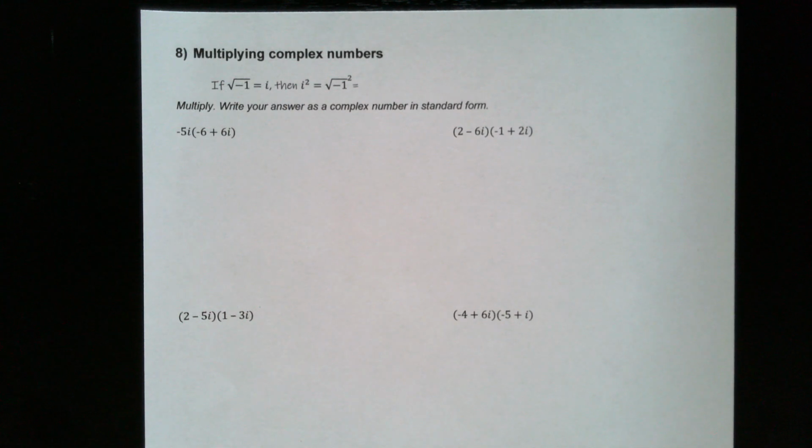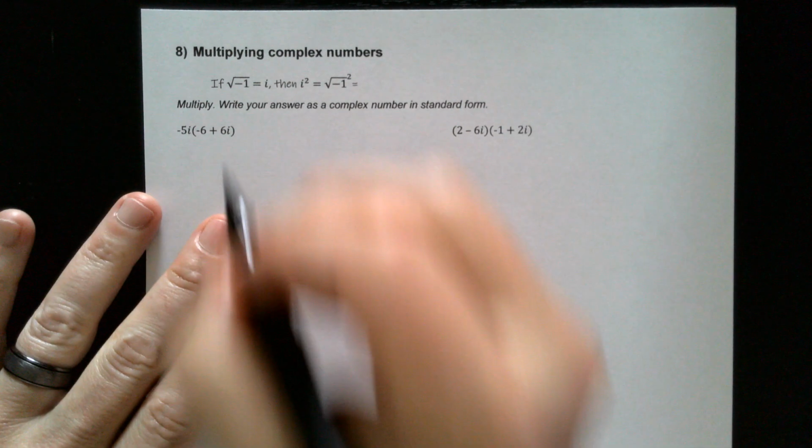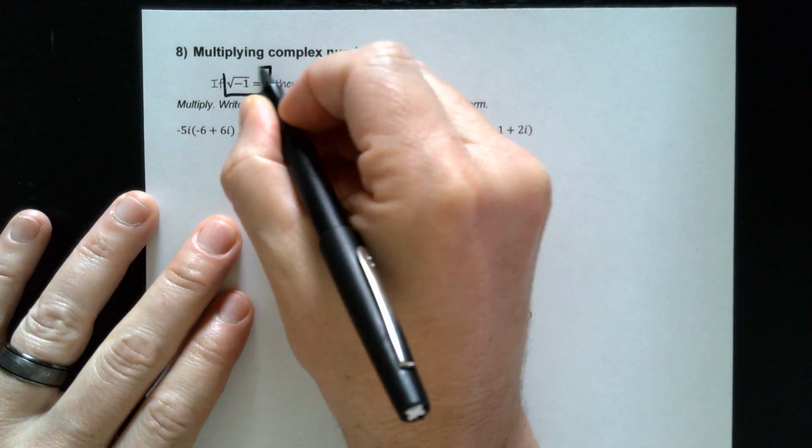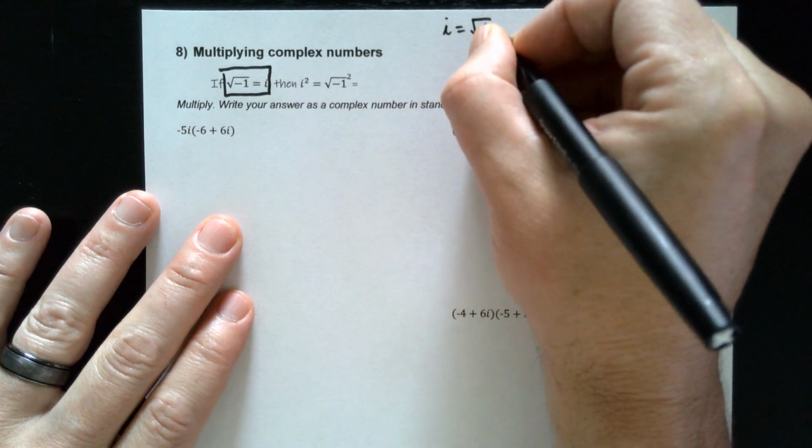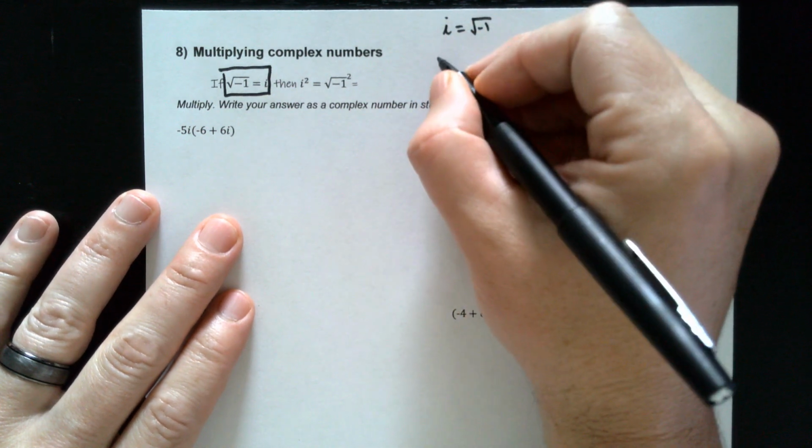In this video, we'll be multiplying complex numbers. So we know that the square root of negative 1 is equal to i. That's the definition of what the imaginary number is. i is equal to the square root of negative 1. Okay, so what is i squared?